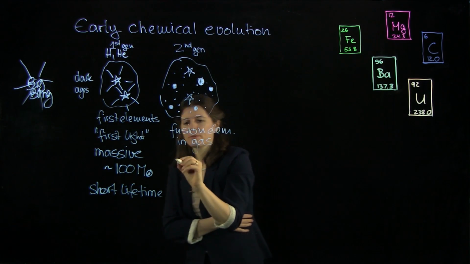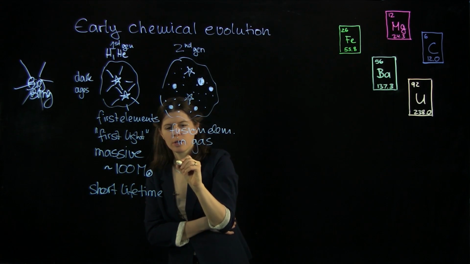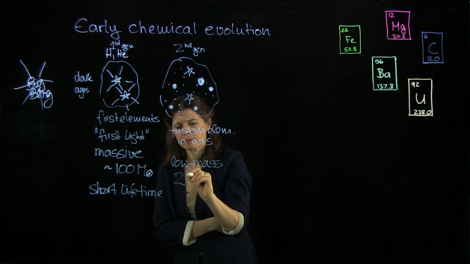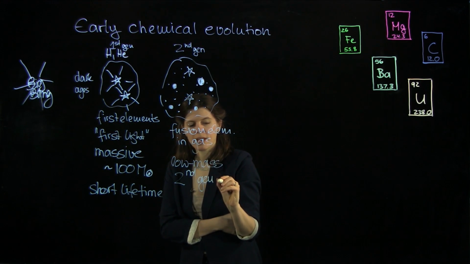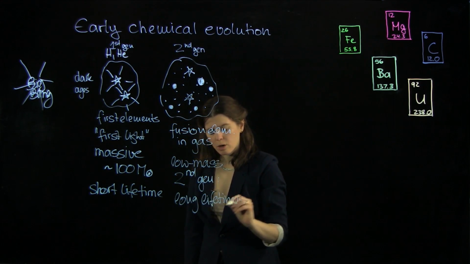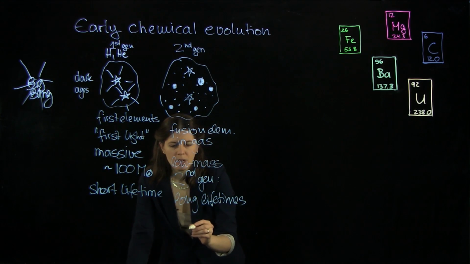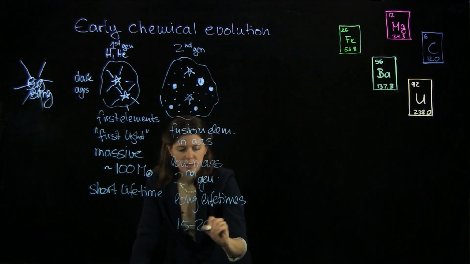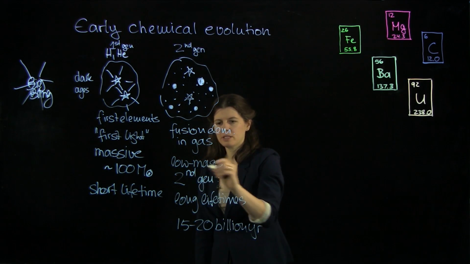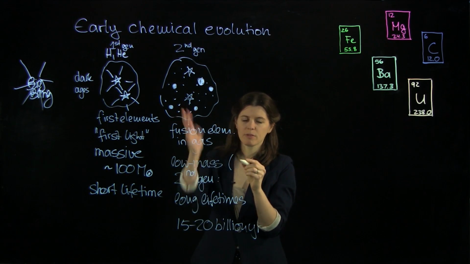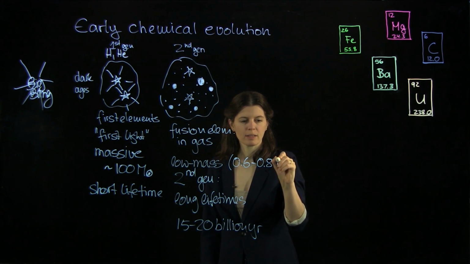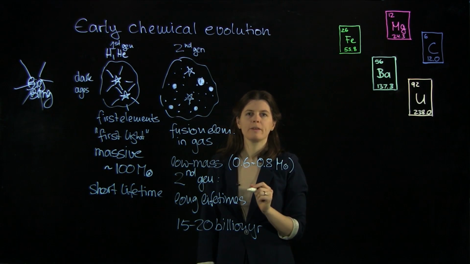But these little guys, and that's the interesting part for us here now, so the low mass second generation stars, they have very long lifetimes of something like 15 to 20 billion years, because they have, and I can just write that here, low mass, maybe masses, or at least some of them had masses between 0.6 to 0.8 solar masses. So less massive than our sun.